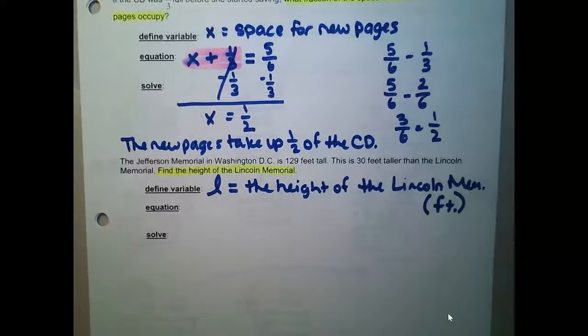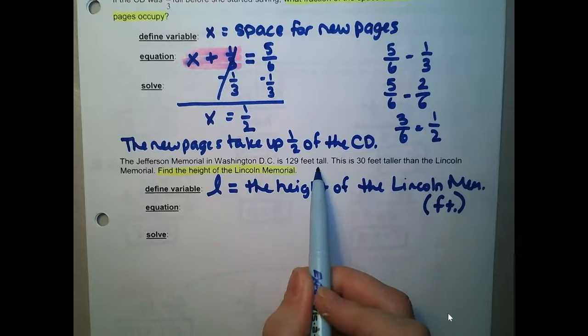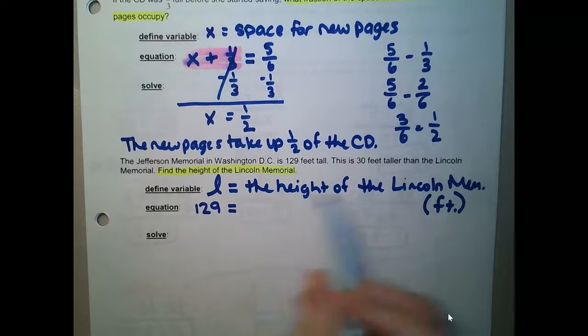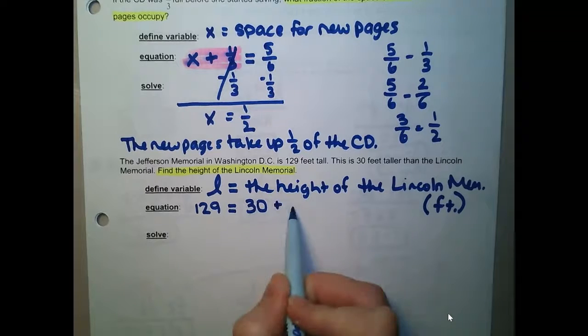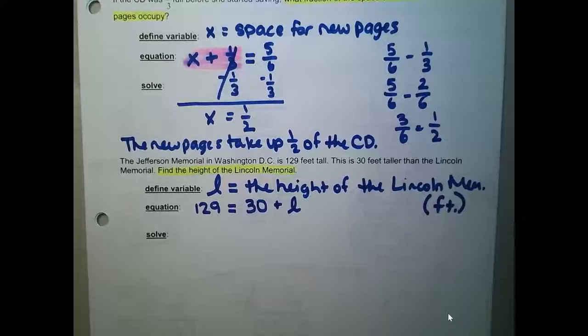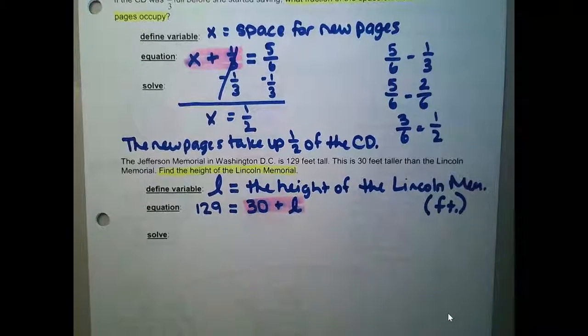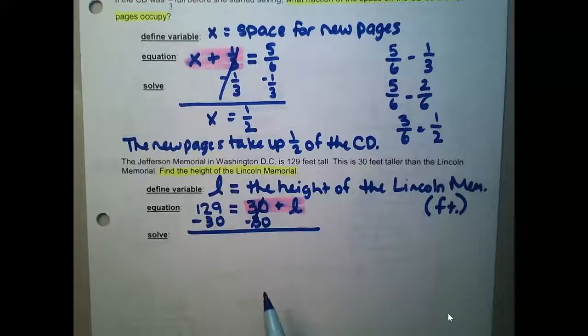The equation: the Jefferson Memorial is 129 feet tall. This equals 129 is, or equals, 30 feet taller than the Lincoln Memorial. 30 feet, and if it's taller, we would have to add 30 feet to the Lincoln Memorial, so 30 plus L. Now, if you had set this up with the 30 plus L on the left and the equals 129 on the right, that would work as well. And on the side with the variable, the L, we've got a plus 30 or a positive 30. So I'm going to take away 30 on the right. So I also take away 30 on the left side of the equal sign. And I'm going to get 99 equals L.